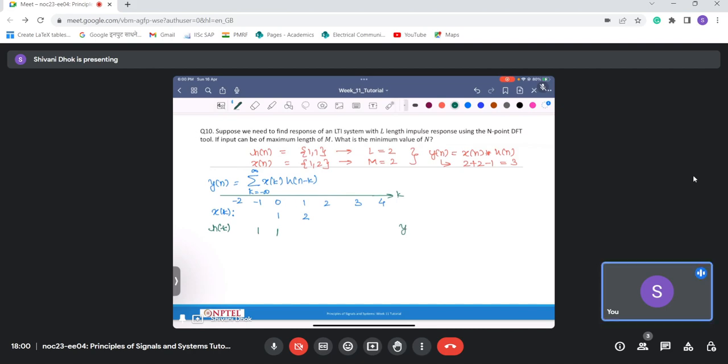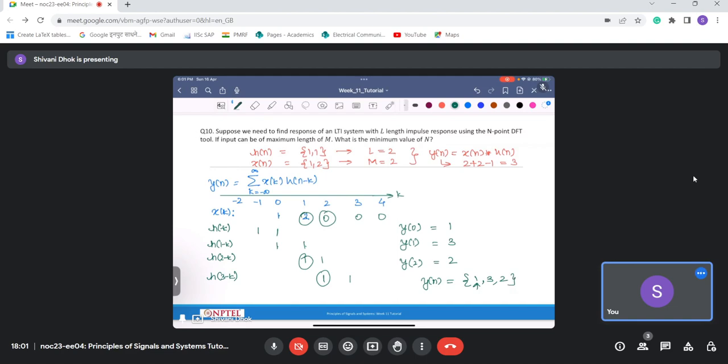This will give me y[0], the multiplication of these two, which is 1. Then for h of 1 minus k, I'll shift it by one. This gives 1 into 1 plus 2 into 1, so y[1] equals 3. Then h of 2 minus k: y[2] is 2 multiplied by 1, which is 2. If I shift further, h of 3 minus k, there is no overlap, so from n equal to 3 it will be all 0. So y[n] is equal to 1, 3, 2.